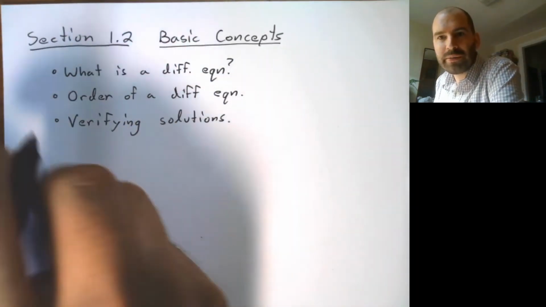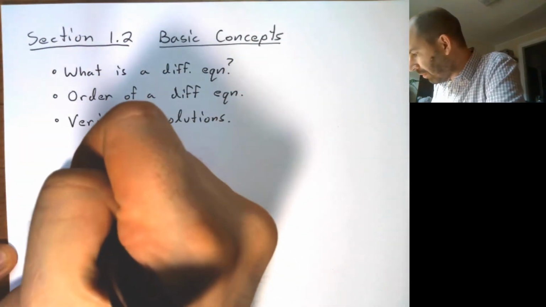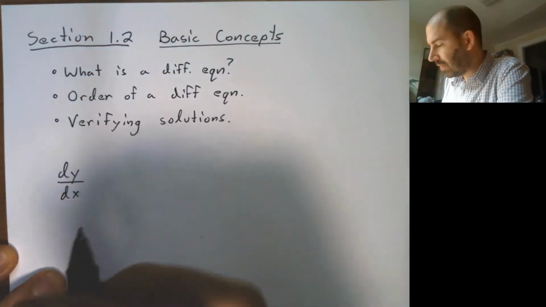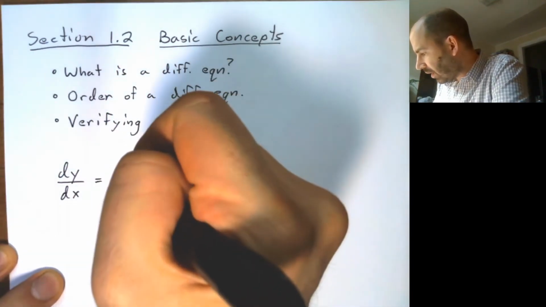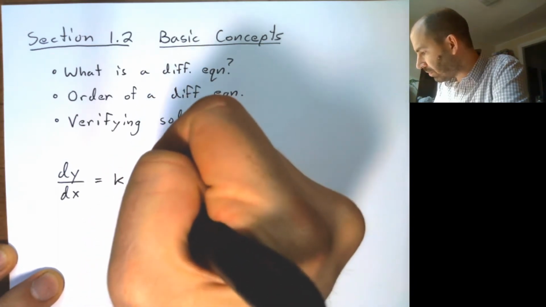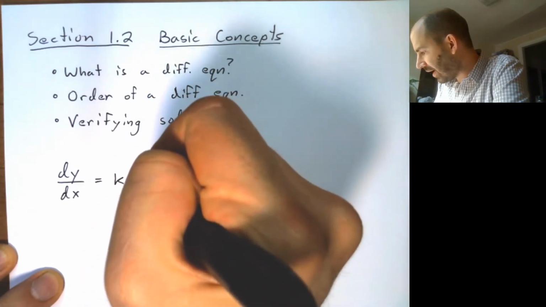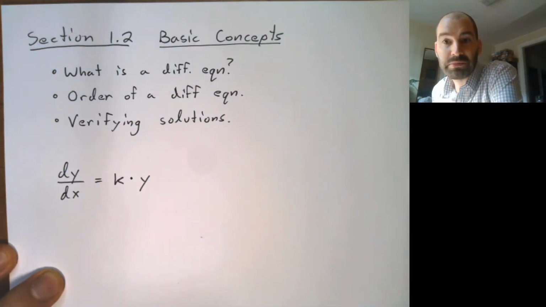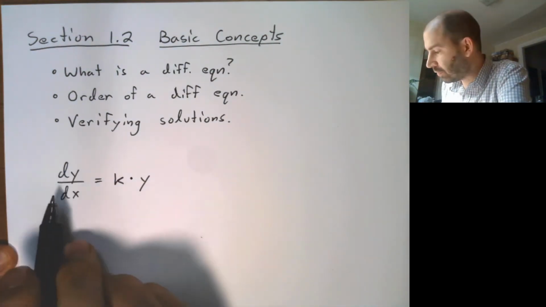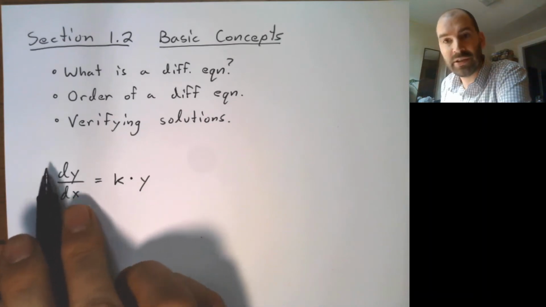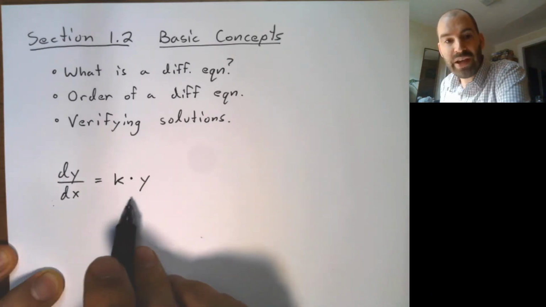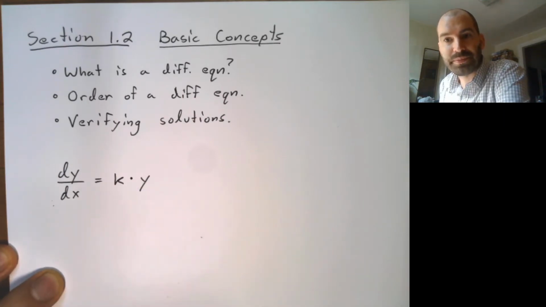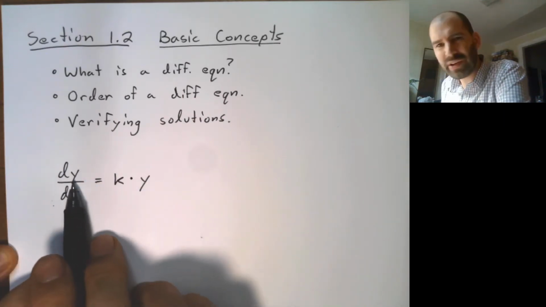So one basic example might be to say that the derivative of a function y, so dy dx, is equal to some constant k times y. So dy dx equals k times y. This is a differential equation. We have the derivative of the function, and we have an equation relating that to other stuff. All right. We might be interested in, what is this function?